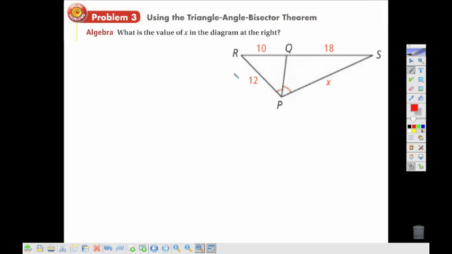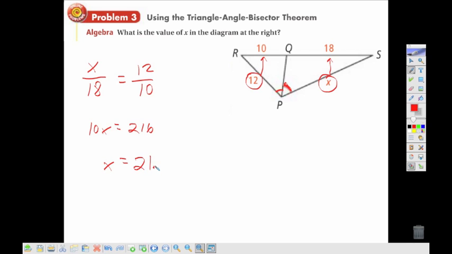Using this in a problem, notice this one's spun around, it's the opposite direction of the other one, but we still have an angle bisector here because these are marked as congruent angles. So if I start with, say, x, its matching side would be the 18. Since I had the x, which is on the bottom there, I'm going to take this 12 here, which will go over to 10. This is going to give me 10x equals 216. Divide both sides by 10, which gives us 21.6.